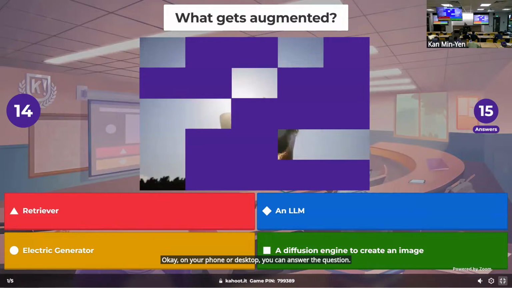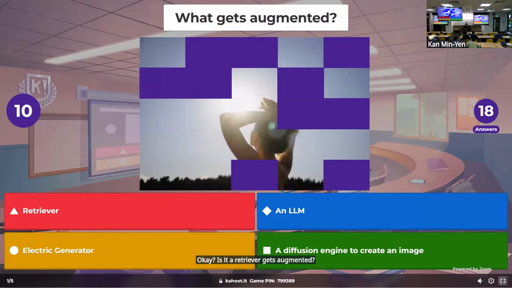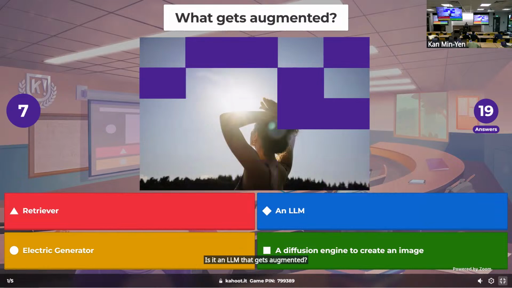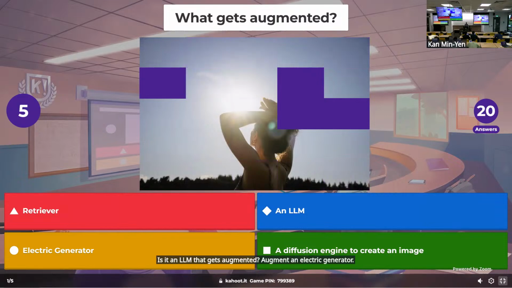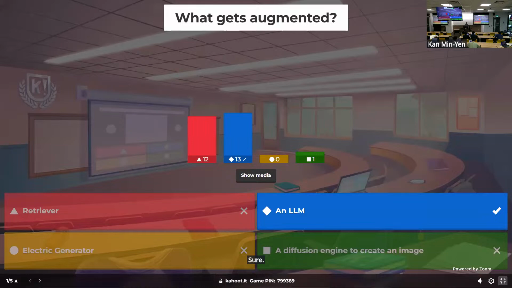Is it a retriever that gets augmented? Is it an LLM that gets augmented? Do we augment an electric generator, or do we augment a fusion engine to create an image like the one shown? Okay. So the answer is an LLM, right? We're doing retrieval augmented generation.